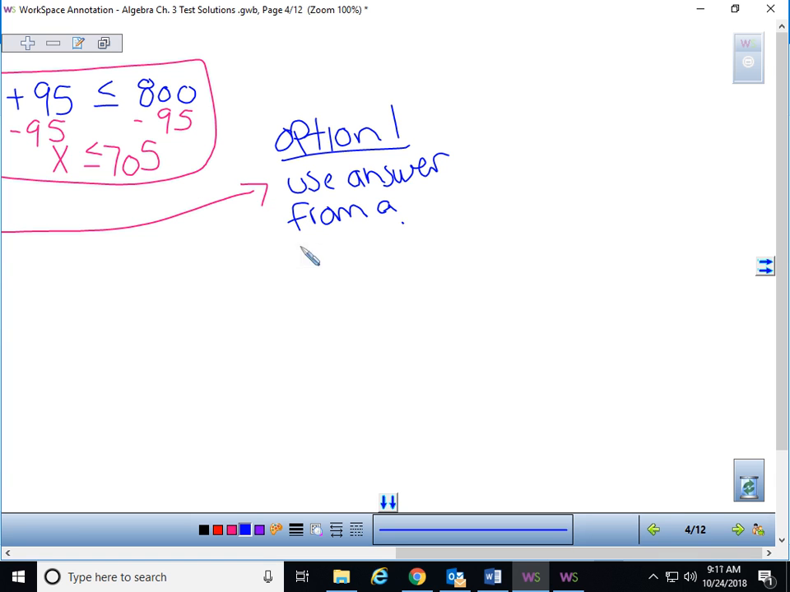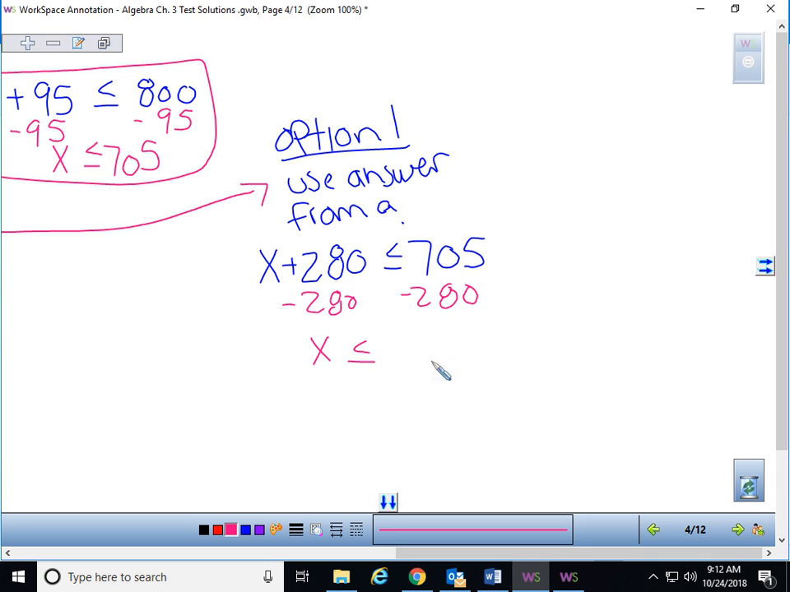So I could say, using my option 1, I have my unknown remaining weight of X plus 280 less than or equal to 705. Now, by using the answer of A, I don't have to account for my 95 again. That is already accounted for with the 705. So option 1 is just using the answer that you started with in A and adding on that weight from the football player. You'd still have to solve it, and to solve it, you'd subtract 280. And this would give you a solved inequality, X less than or equal to 425.